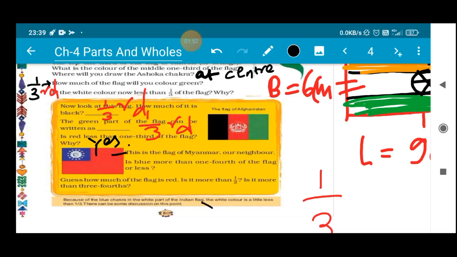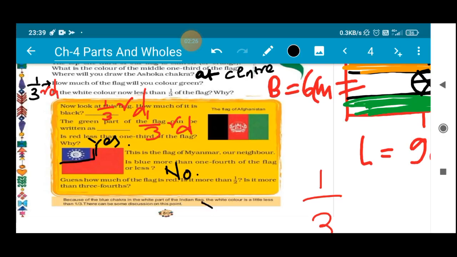Okay, next, this is the next question we have. This is the flag of Myanmar, our neighboring country. Is blue more than 1/3 of the flag or less? So is this blue part more than 1/4? No, it is very less compared to the red. Blue is very less. It's not more than 1/4 of the flag, so it is less.